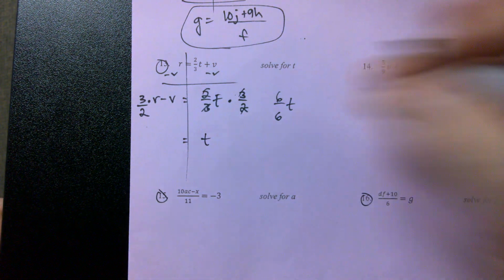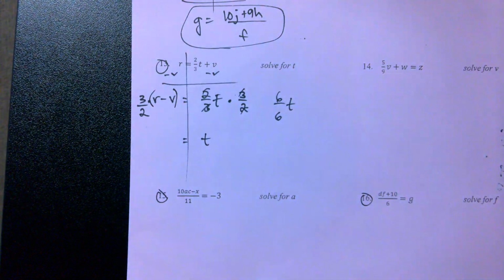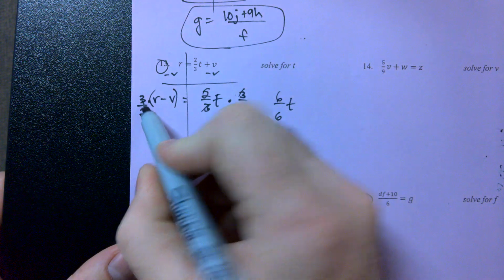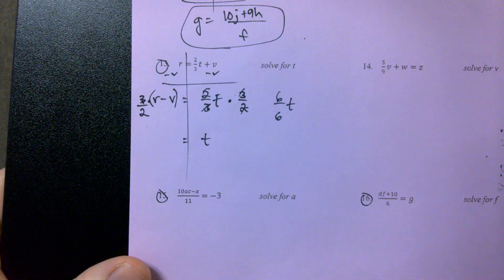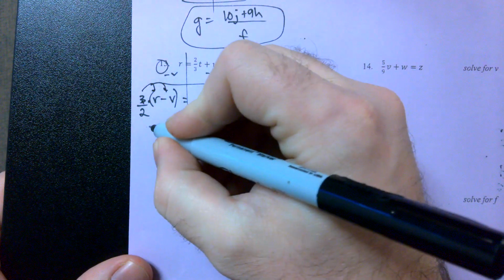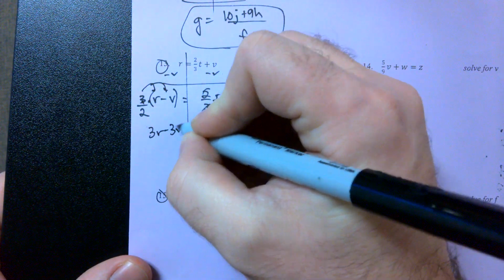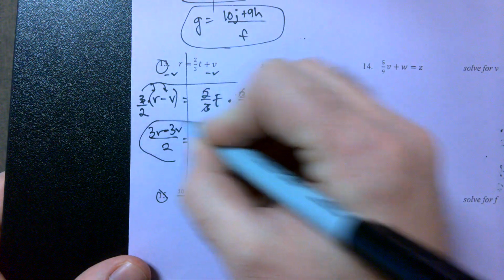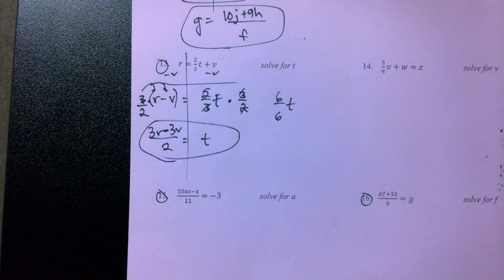And we have to be careful here, though, because r minus v is an expression. It's its own little thing. So when I have this 3 here, what do I have to do with that 3? Distribute. 3r minus 3v over 2 is what we get. 3r minus 3v over 2 post-distribution on that one.